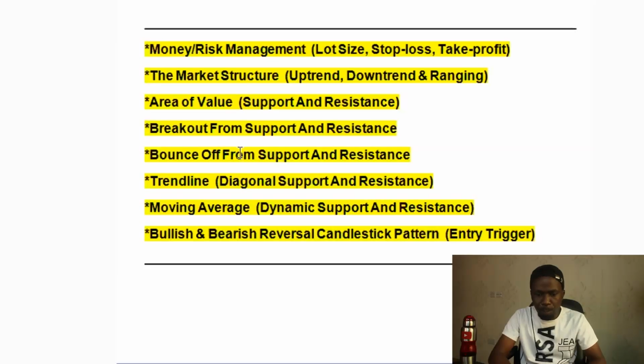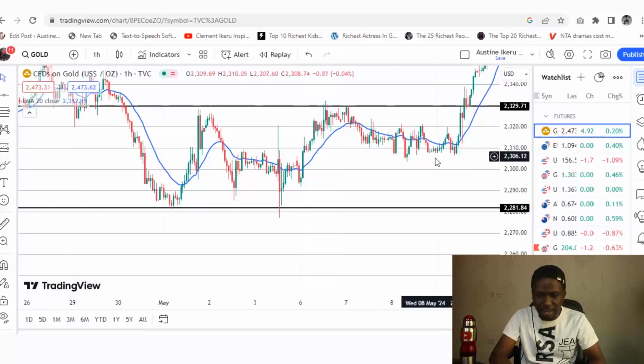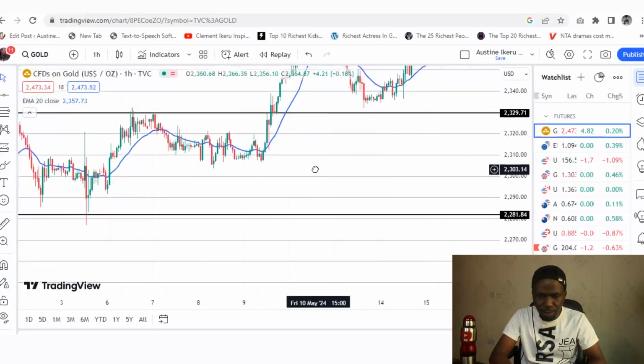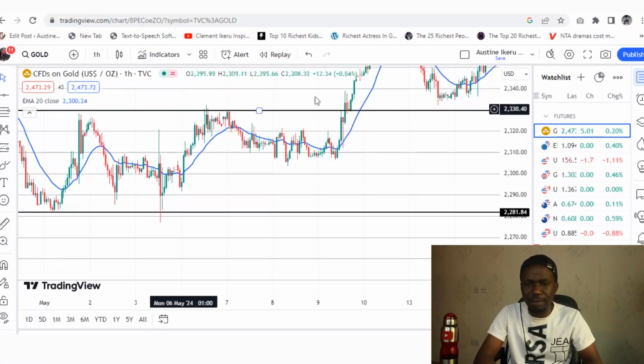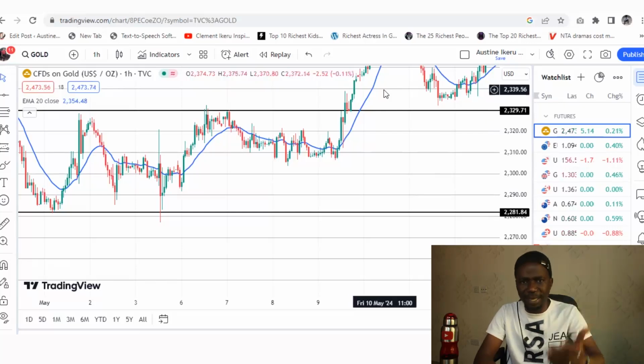Then we also have the support and resistance breakout. Yes, the support and resistance breakout, right? So this is the breakout of the range. Here the market is currently ranging, and this is where we got the breakout. After ranging for some time, the market finally breaks above the resistance level, and an uptrend began.